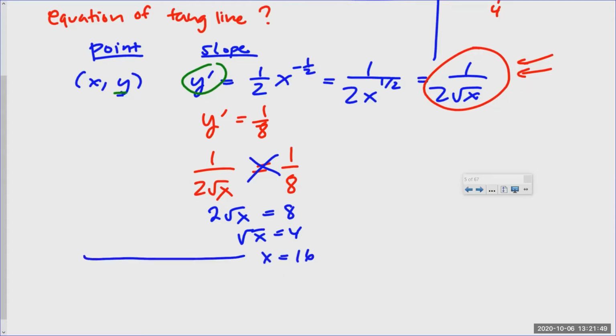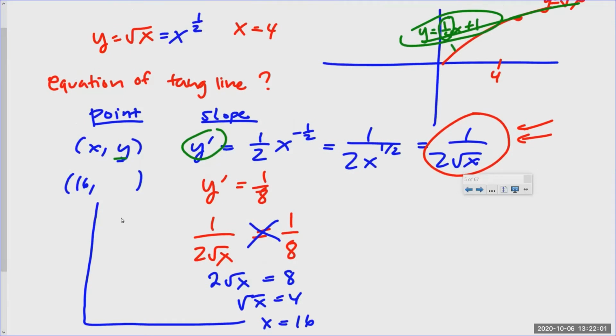If x is equal to 16, do you see I've already gotten the point? Kind of. I've gotten one part of the point. The x value is 16. If I know my x, can I figure out my y? Yes. What's the square root of 16? 4. And that is my answer. Letter B says, find the point when the slope of the tangent line is 1/8, and this is the point.